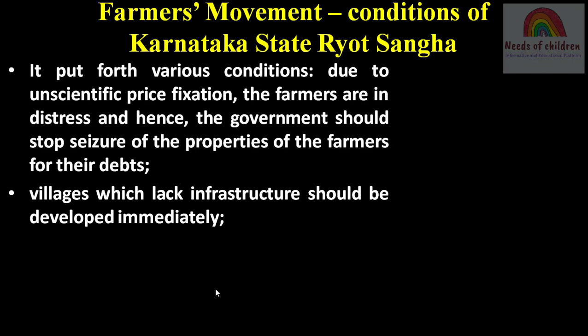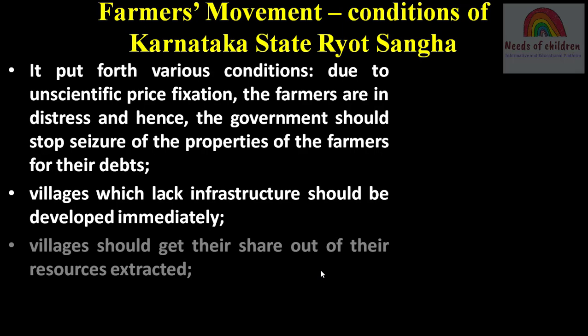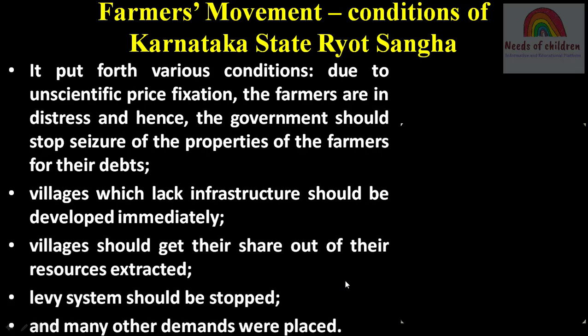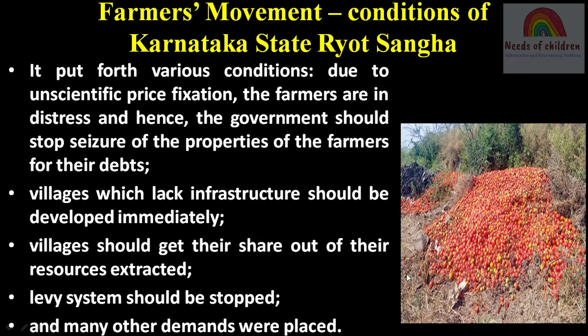It put forth various conditions due to unscientific price fixation. The farmers are in distress and hence the government should stop seizure of the properties of the farmers for their debts. Villages which lack infrastructure should be developed immediately. Villages should get their share out of their resources extracted. Levy system should be stopped and many other demands were placed.